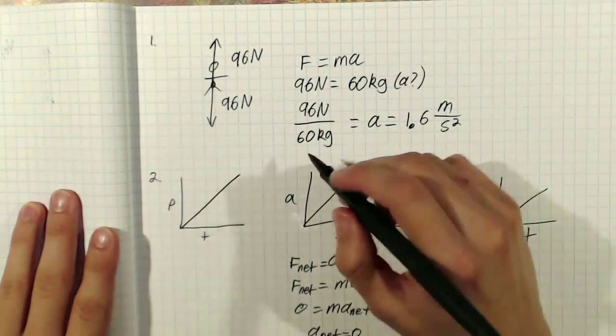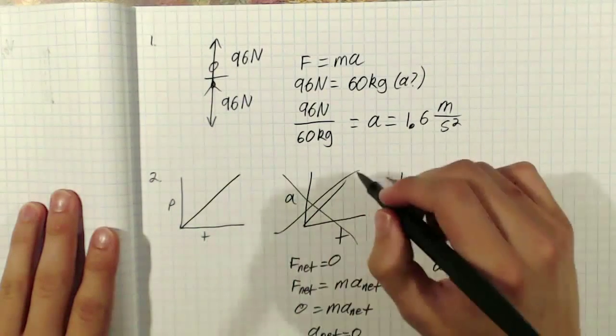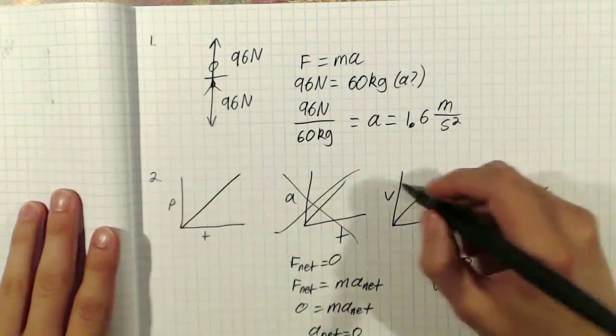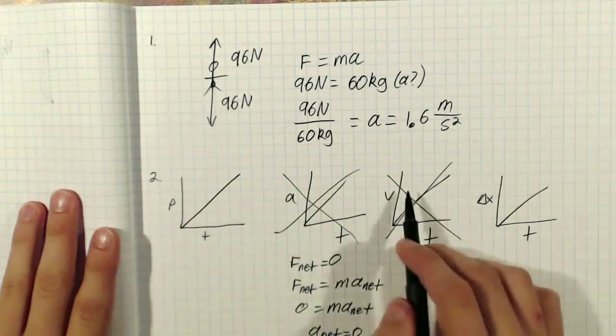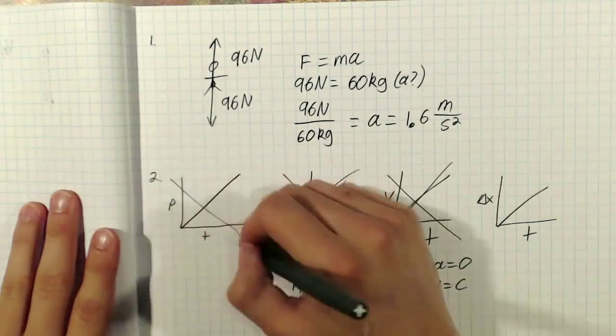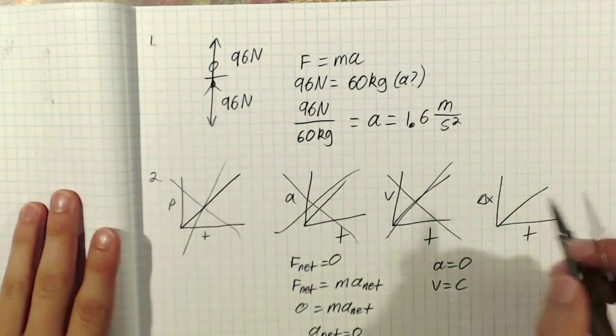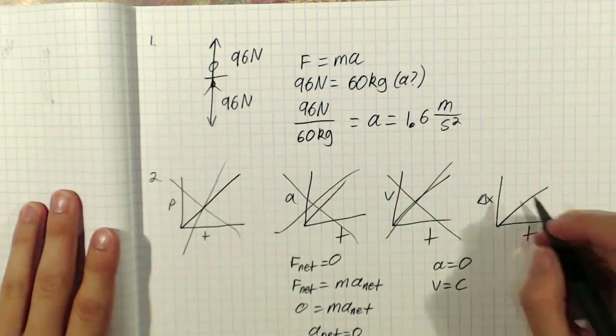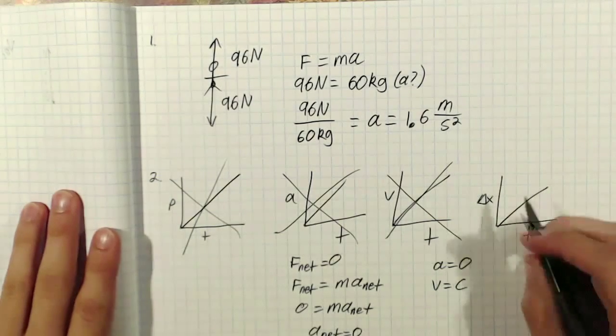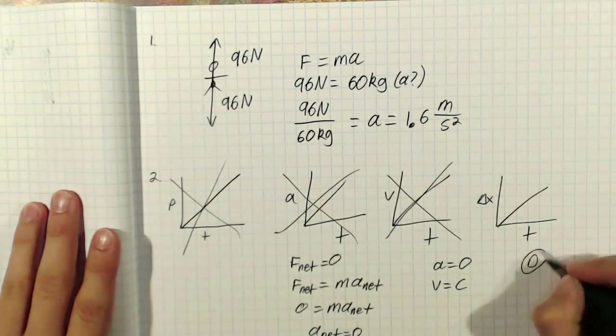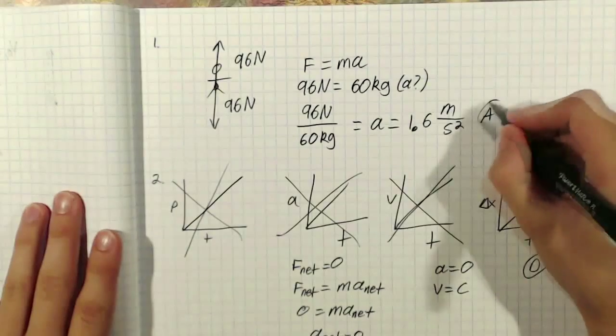So already it can't be this, because this has an increasing acceleration. It can't be this, because the velocity isn't a constant. We don't even know what momentum is yet, so ignore that. So it has to be this, because if you have a constant velocity, you're going to have an increasing displacement. So this is d. Oh, and the first one, this was A.